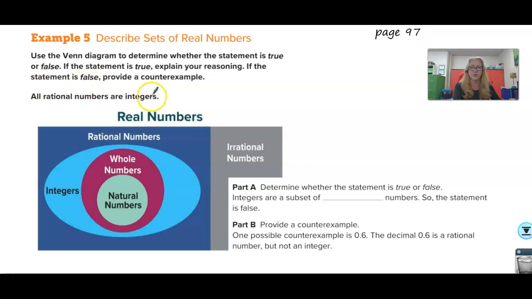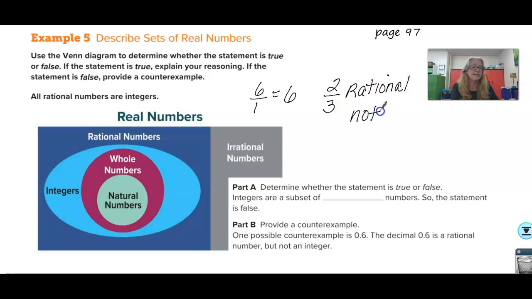All rational numbers are integers. Well, we look at the graphic organizer over here. Rational numbers, these ones that are out here, are not in the integer family. So this is false. Can we think of a rational number that's not an integer? You betcha. Any fraction, well, I can't say any fraction, because if we used a fraction like 6/1, that is an integer because it's equal to 6. But if we use a fraction like 2/3, that is not equal to any whole number. So that one is rational, but it's not an integer. That is an example of a counterexample, because I was able to find a number that was rational, but did not belong to the integer family.